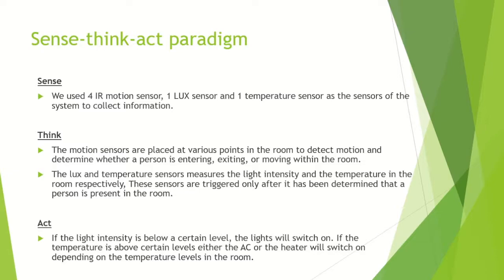For the acting part, our system will act upon lights, ACs, and heaters. If the light intensity is below a certain level, the lights will switch on, and if the temperature is above or below a certain range, the AC or the heater will activate accordingly. These actions will only occur if there is motion within the room.